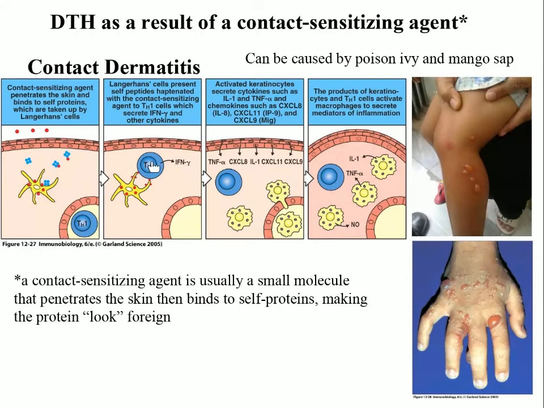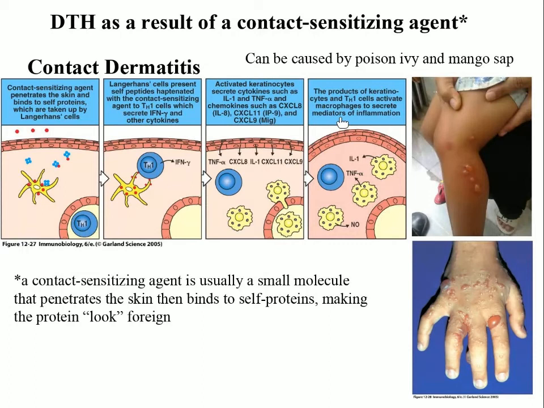Then T helper 1 will come, activate, produce a lot of cytokines. It will even activate the keratinocytes, which is the superficial layer of the skin, and those will release a lot of sets of chemokine and cytokines. You don't have to worry about these, but just collectively there is an inflammatory response. Eventually the same thing will happen. We'll have a recruitment or leakage of cells and fluid, okay? Activate macrophages to secrete mediators of inflammation.